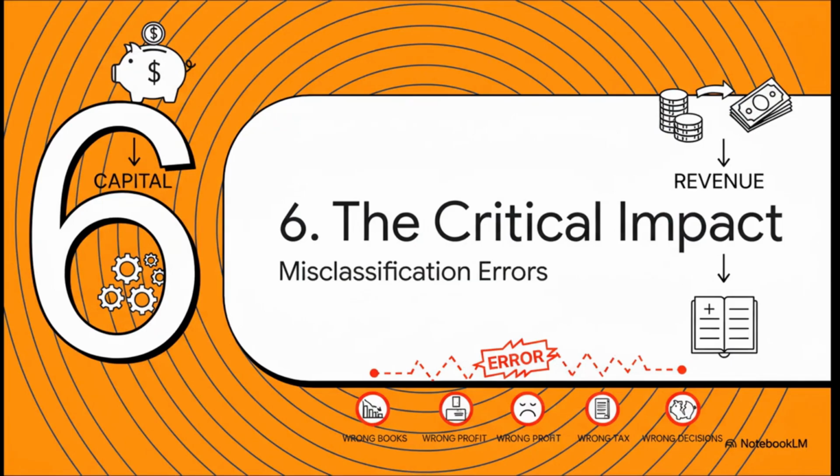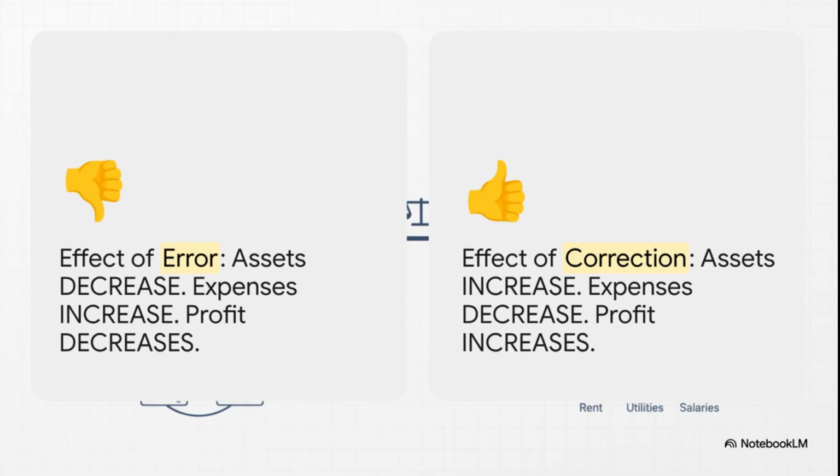So we've defined the terms, we've run through the examples, but why is this so incredibly important? I mean, what actually happens if you get it wrong? Let's look at the ripple effect of just one little mistake. Imagine this. You buy a new computer, a clear capital expenditure, but you accidentally record it as a revenue expense, like office supplies. The consequences are huge. Instantly, your assets are understated, your expenses are overstated, and worst of all, your profit for the year is artificially lower than it should be.